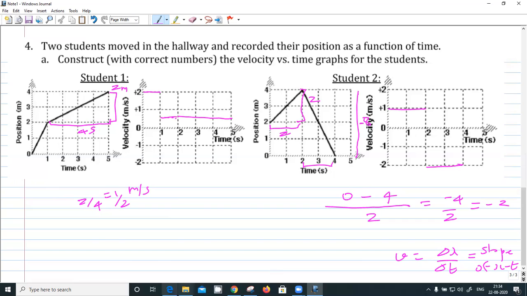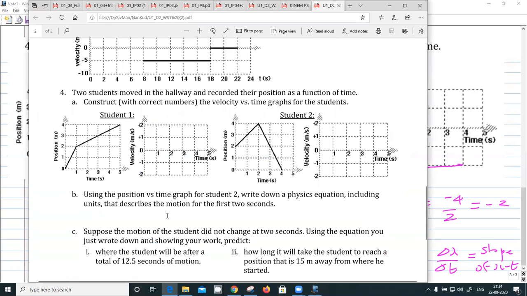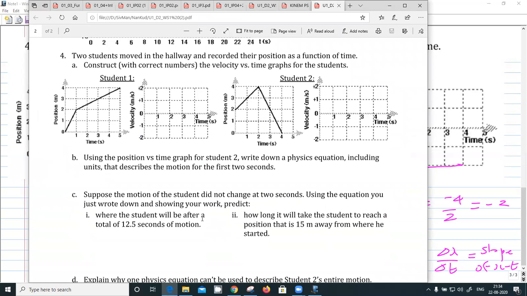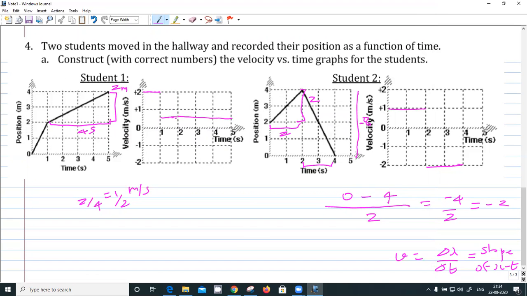Okay. What is the next part of the question? Using the x-t graph of student 2, write down the physics equation, including the units, and describe the motion. I wrote an equation: x equals v t, right? I said x equals (1 meter per second) t plus 2 m. So basically, the equation should relate v and x. v equals x by t, or more precisely, delta x by delta t.